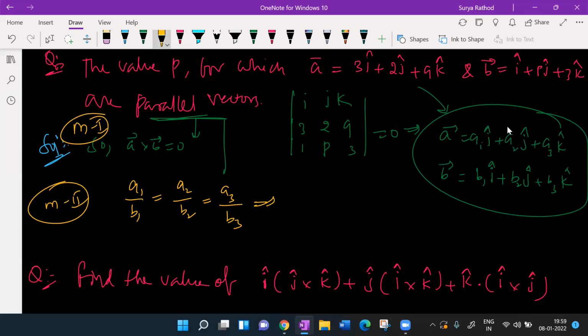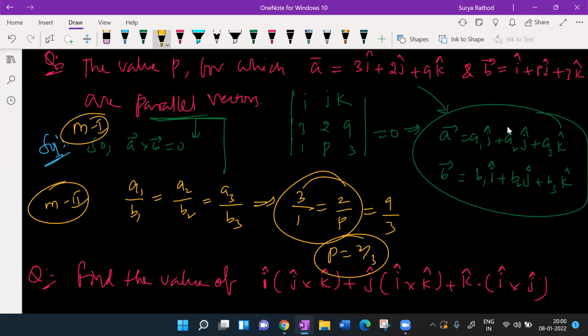बताओ a1 by a2 how much? 3 by 3 by how much? 1. So 2 by p now is equal to 9 by 3, isn't it? 9 by 3. So what is the answer now? Compare these two, equate these two now. P is equal to what? 2 by 3. Very simple. Is it clear, people? Yes, sir.